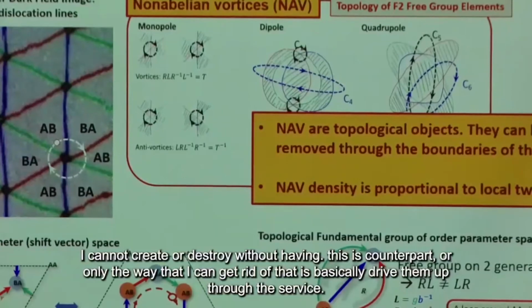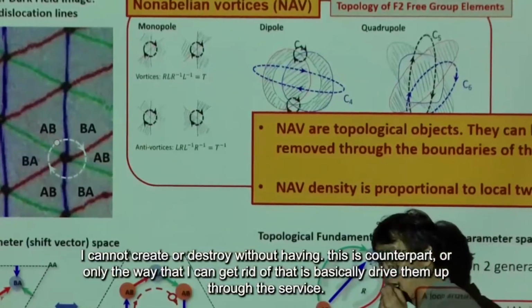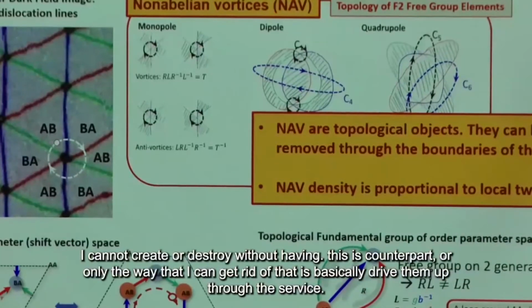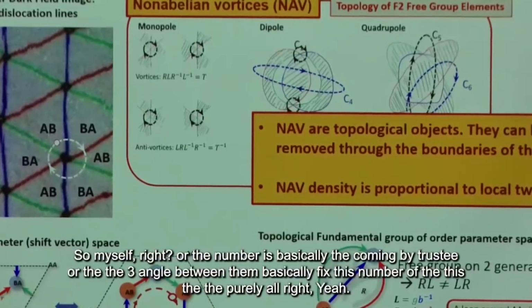So the number of this type of junction is kind of fixed, and that density or the number is basically determined by the size of the smaller pattern, or this density, or the twist angle between them, which basically fixes the number of these dually arrived topological defects.